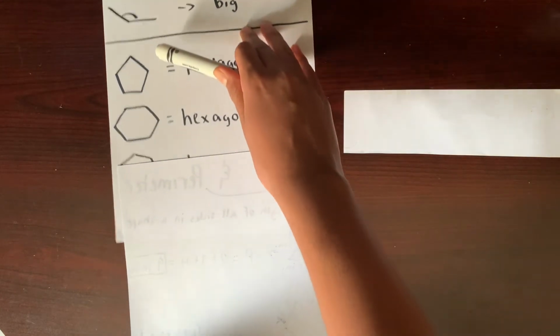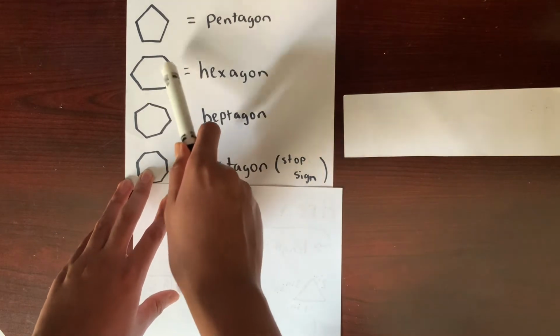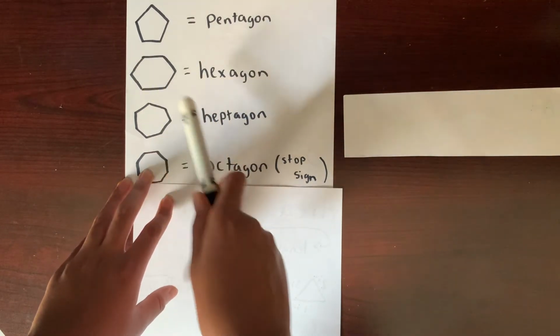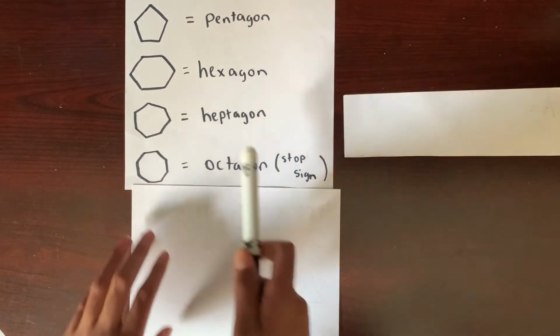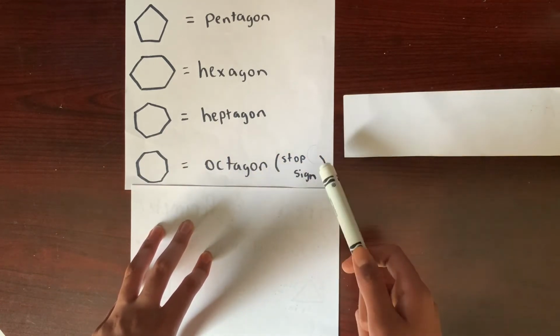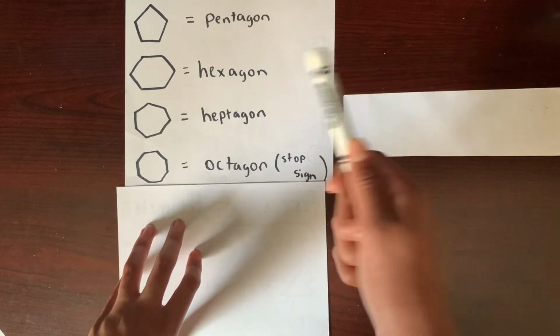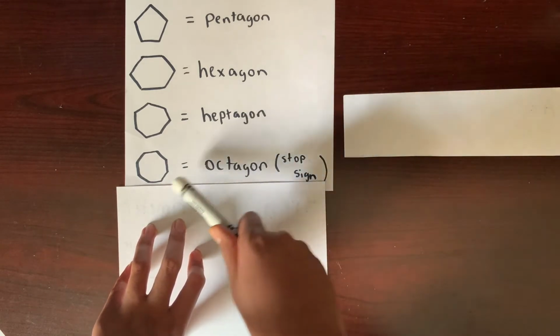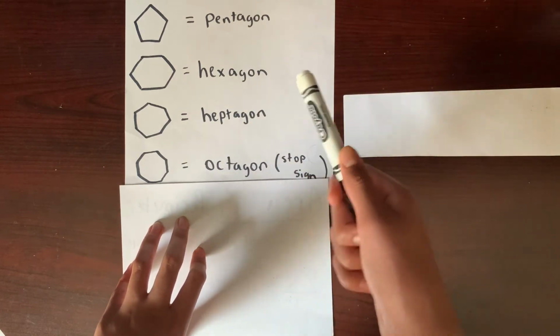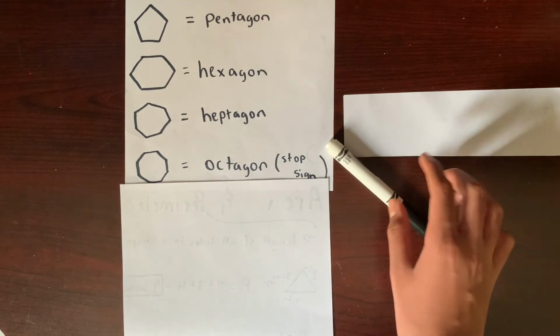So that same pattern continues on. So a hexagon has 6 sides, 1, 2, 3, 4, 5, 6. A heptagon has 7 sides, and an octagon has 8 sides. And you probably recognize this shape because you'll see it at stop signs. And that just keeps going on. There's nonagon, which means 9 sides, decagon, which means 10 sides, and it keeps going on, although we usually don't see shapes with that many sides.